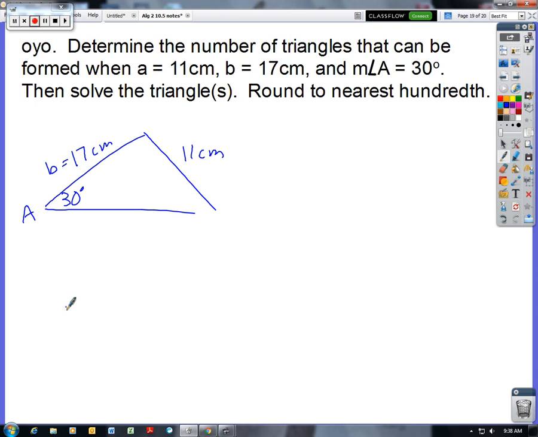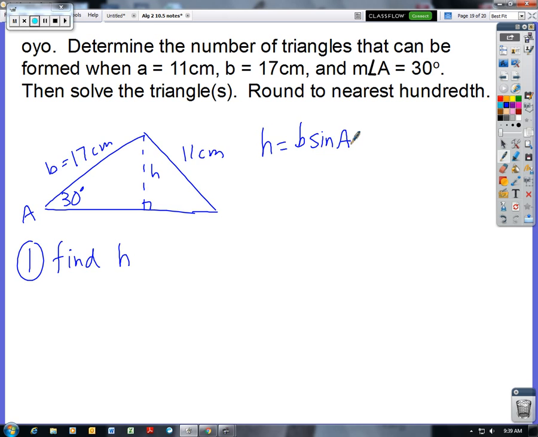Okay. The very first thing you must do is you must find h. I cannot emphasize that enough. Please do not skip that step. Look back in your notes. Notice that h is b sine of a. I'm going a little fast just to save time.